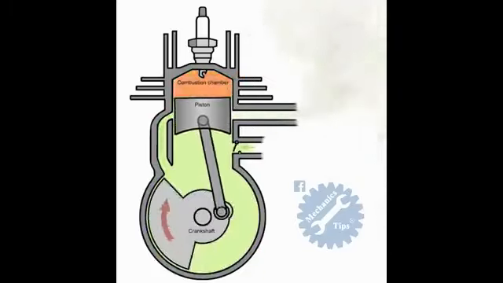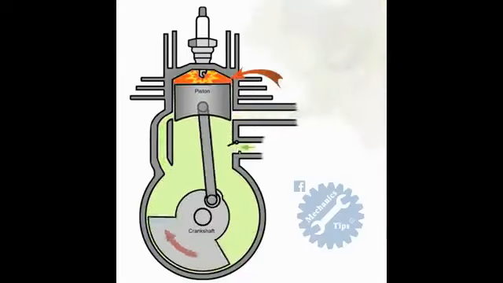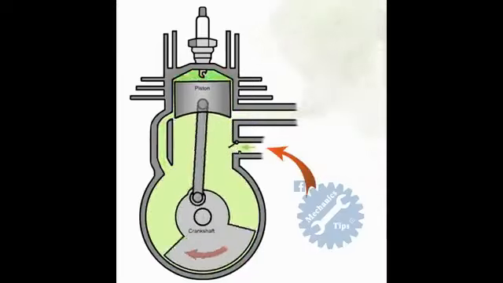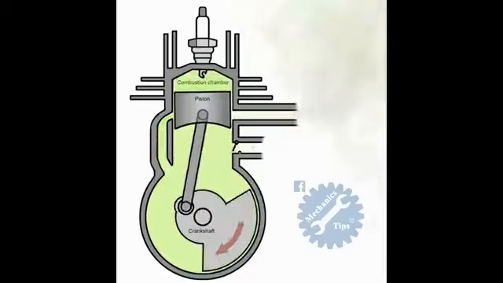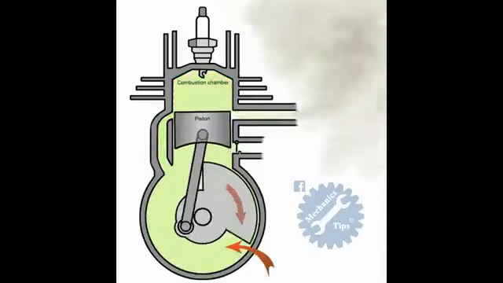As the piston moves closer to the top of the cylinder, it uncovers the inlet port, which then, because of the pressure in the lower chamber, sucks air and fuel into the lower chamber.